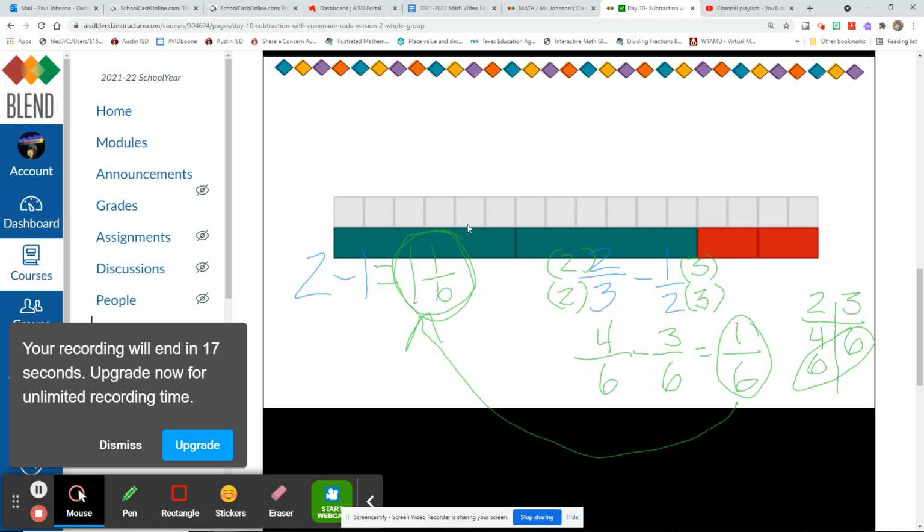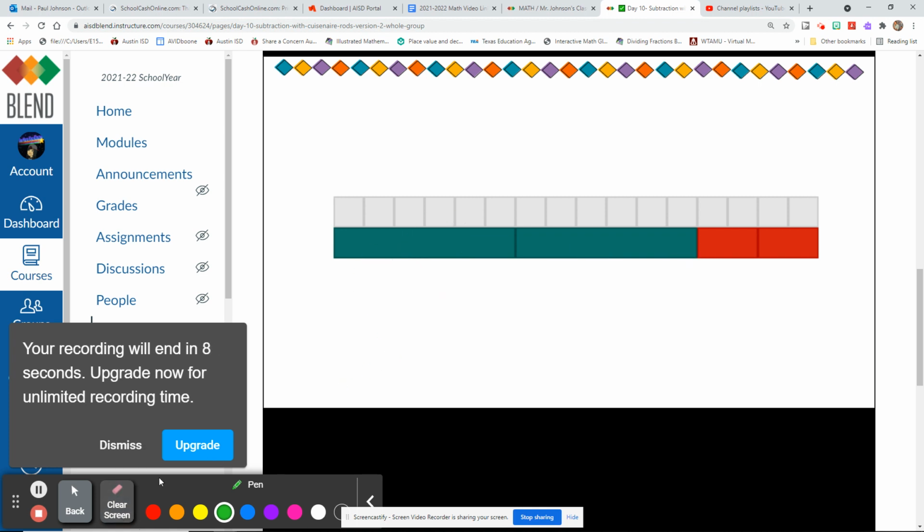Let's count. It looks like we got a bunch of sixths. So we're going to have to do a bunch of labeling on this. So when we come back, let's do some labeling and see how we could turn this picture into our previous answer of 1 1/6.